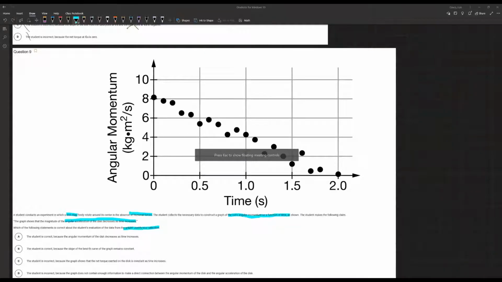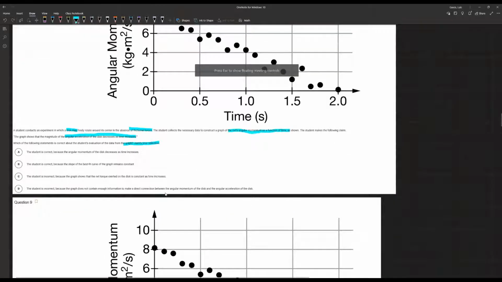All right, we have about 10 seconds. All righty. We're good. All right, we'll go ahead and call it here. In AP Classroom, alrighty, loaded. So the student is correct because the angular momentum of the disk decreases as time decreases.